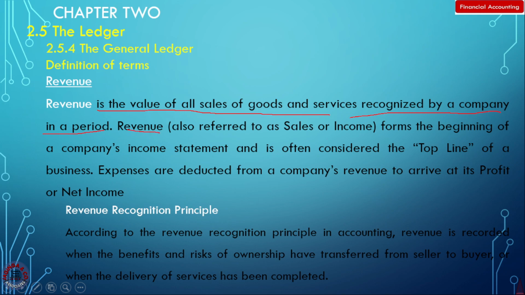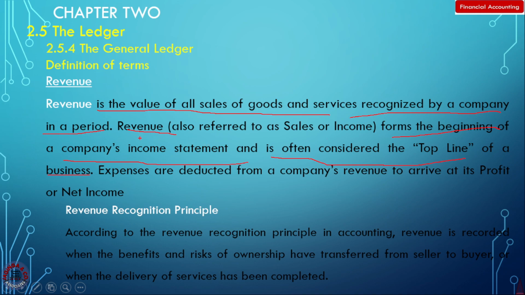So again, we are saying revenue forms the beginning of a company's income statement and is often considered the top line of a business. So when you want to come up with an income statement, a statement of financial performance, or rather a profit and loss statement, revenue or income will always be on the top. So we'll start with the revenue. Then you'll come and deduct your expenses. After that, you'll come up with your net income or net profit.